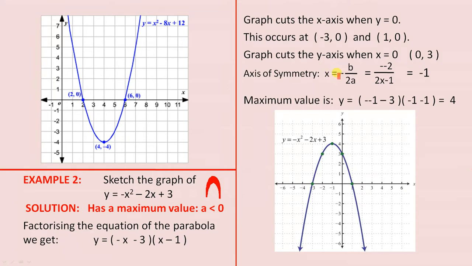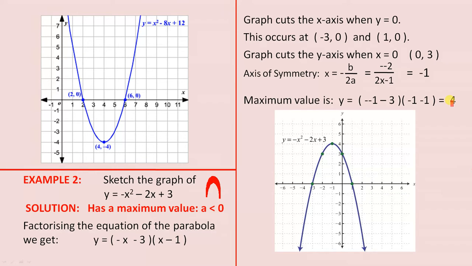The axis of symmetry, x equals -b on 2a. b is -2 and a is -1. You substitute those values in, and x equals -1 is the equation for the axis of symmetry. And finally, the maximum value, you substitute x equals -1 into the equation, and when you simplify that out, you get y equals 4. So the maximum value of the parabola is 4.